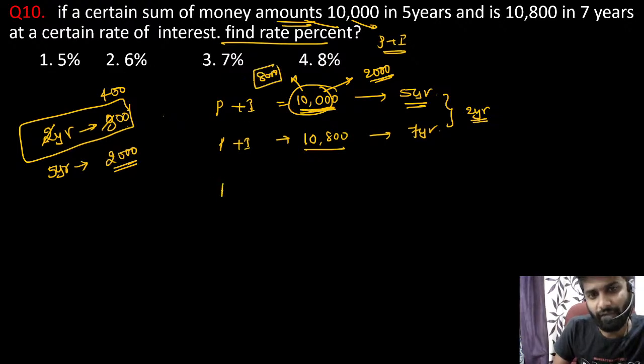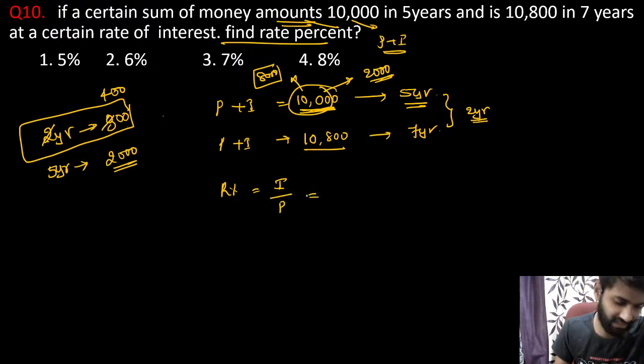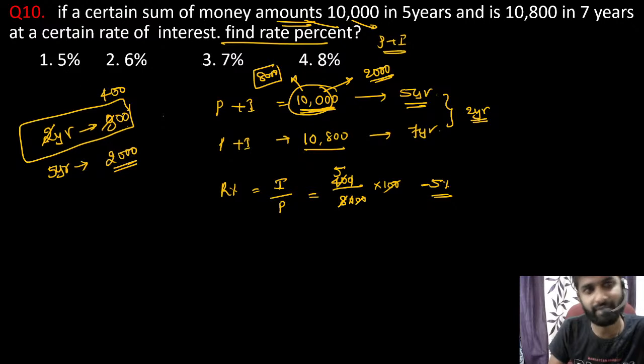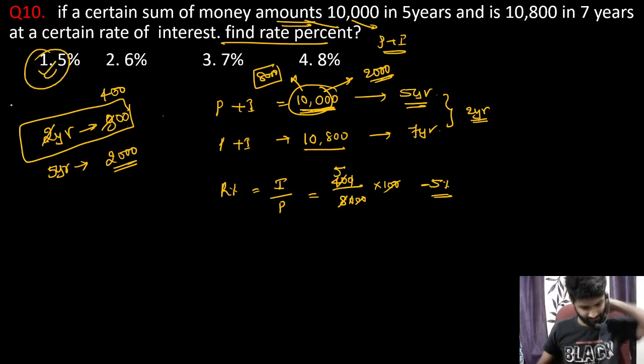Now here the question: if you want the rate of interest, it means we require interest by principal per year. So how much is the interest per annum? Per annum is equal to 400 divided by principal, which is 8,000, into 100. The zeros cancel, 8 becomes 5% now. The answer is exactly equal to 5%.